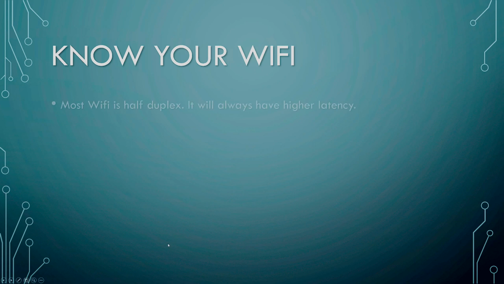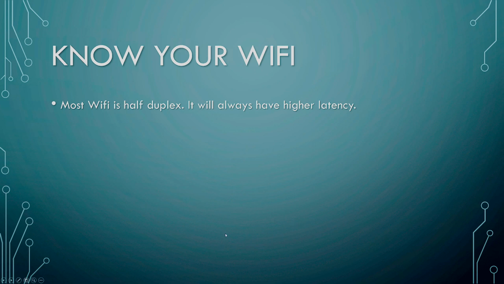First, know your Wi-Fi. You need to know that Wi-Fi is half duplex and it will always have a higher latency. So I say most Wi-Fi, I'll get into the exception later, but it has higher latency because it cannot transmit and receive at the same time because it's half duplex. As opposed to being cabled up with an Ethernet cable, you can run full duplex, you're transmitting and receiving at the same time, two very important things at the same time, without having to quickly switch back and forth like we do with Wi-Fi.